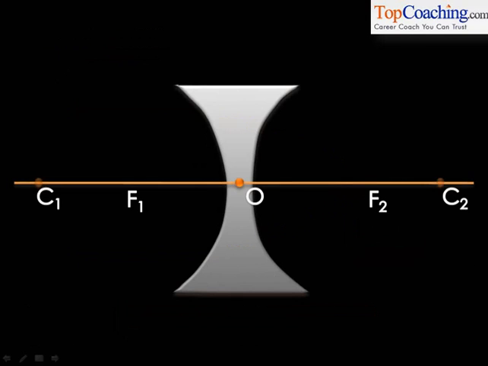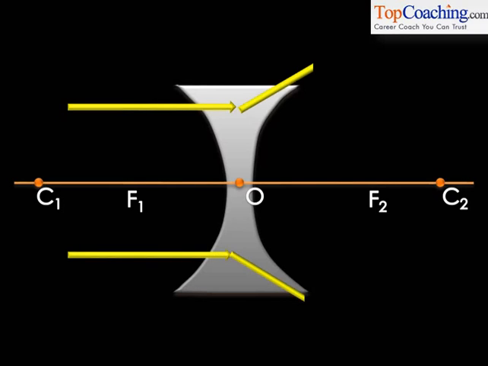Similarly, we can see that a concave lens also has two foci. The definition of a focus in the case of a concave lens is, however, different. In the case of a concave lens, what happens is that when two rays parallel to the principal axis strike the concave lens, they diverge. That is, they move in different directions like this. But they move in different directions in such a way that they appear to come from a point. And this point is the focus of the concave lens.